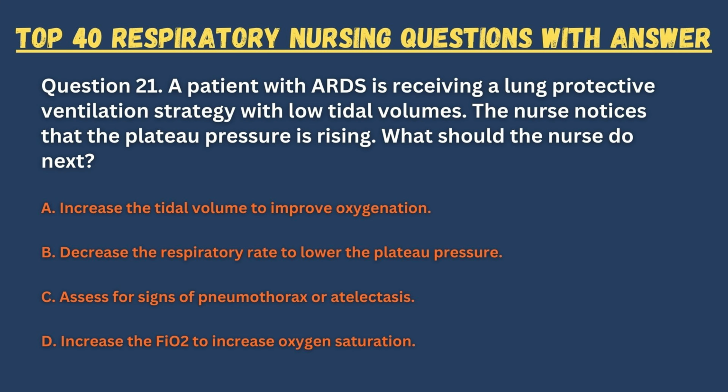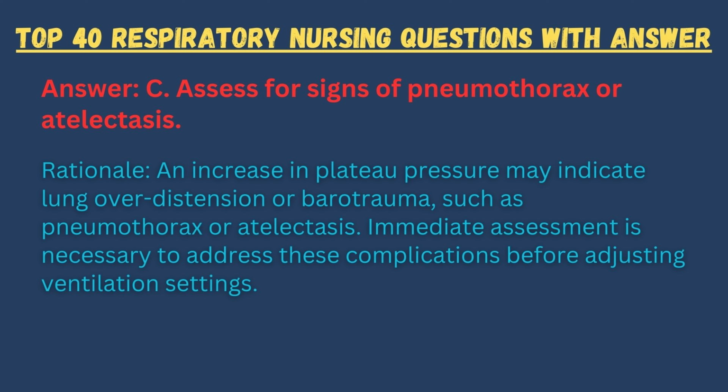Question 21. A patient with ARDS is receiving a lung protective ventilation strategy with low tidal volumes. The nurse notices that the plateau pressure is rising. What should the nurse do next? A. Increase the tidal volume to improve oxygenation. B. Decrease the respiratory rate to lower the plateau pressure. C. Assess for signs of pneumothorax or atelectasis. D. Increase the VO2 to increase oxygen saturation. Answer: C. Assess for signs of pneumothorax or atelectasis.